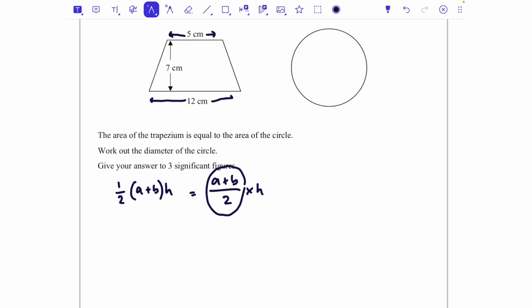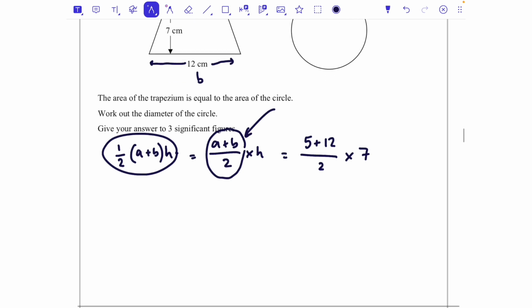So A and B are your 2 different widths. So we're saying that it's going to be 5 add 12 divided by 2. So we're averaging how wide it is, and once we've got that average, we times it by 7. So use the formula in the front if you forget, but if you'd rather think of it as an average times by the height, hopefully that might help you to make sense of it as well.